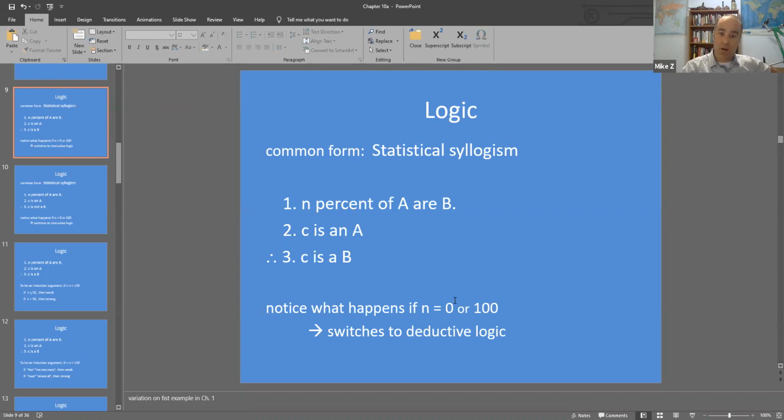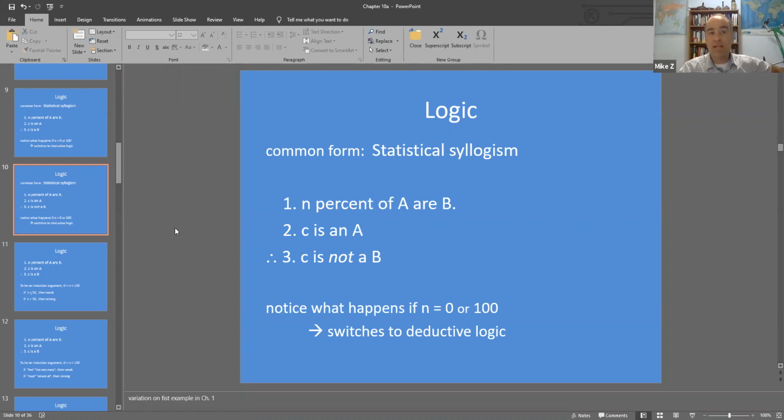But if n is 0, 0% of A's are B, well, then it wouldn't take much modification to turn this into a deductively valid argument, right? All we'd have to do is put a not into the conclusion. 0% of A's are B. That's the same as saying all A's are not B, or no A's are B. And then C is an A, so therefore C is not B.